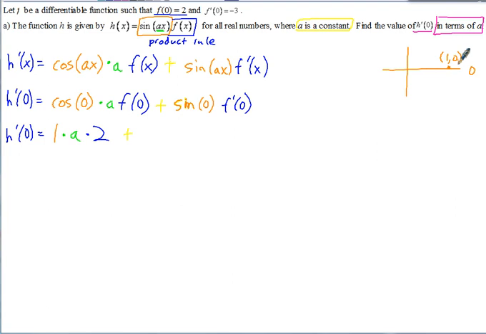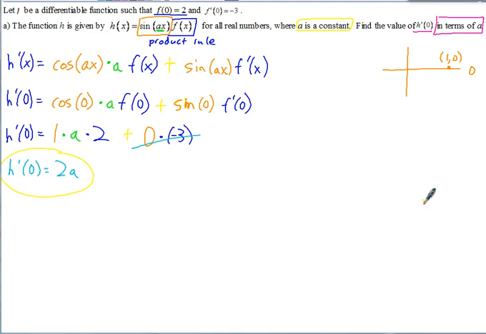0 is 0. Times f prime of 0, they tell you at the top is negative 3. But really that doesn't matter because the 0 is going to wipe that out anyway. So that one's gone, that's just 0, and then we just have 1 times a times 2, so h prime of 0, 1 times a times 2, that's just 2a. And that's what it means by in terms of a, and we have a as part of our answer, right? This specific number for h prime of 0.